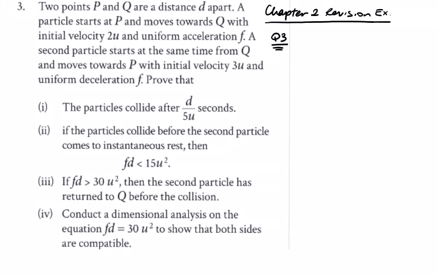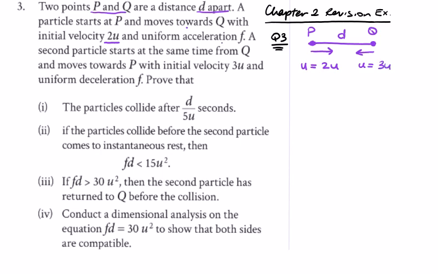Here we have question 3 from chapter 2 revision exercises. So we have 2 points P and Q, a distance d apart, so let's sketch that. P and Q are a distance d apart. A particle starts at P with initial velocity of 2u moving towards Q, and a second particle starts from Q and moves towards P at the same time with initial velocity 3u.